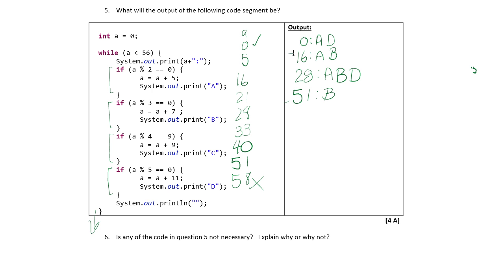Question 6 is, is any of the code in question 5 not necessary? Explain why or why not. What we notice is that nowhere have we printed C. So this if statement is not necessary. We can remove it.